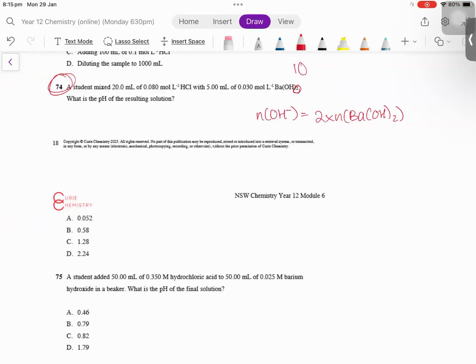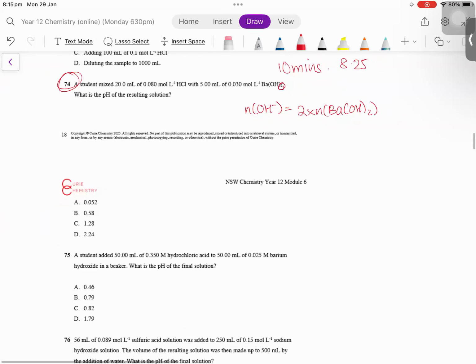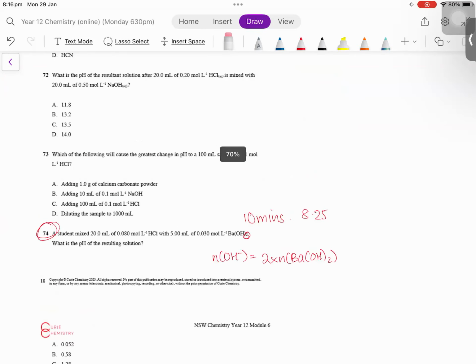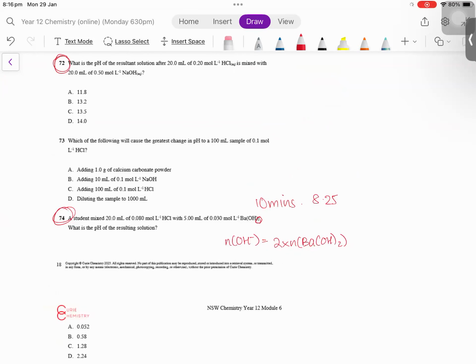I'll pop 10 minutes for this. 8:25, we'll come back together. We'll see how you guys go. Some of you guys are faster than others. If you finish 74, have a go at 72. 74 first, 72 second. Stay on call, unmute yourself if you need to, or type it in the chat.